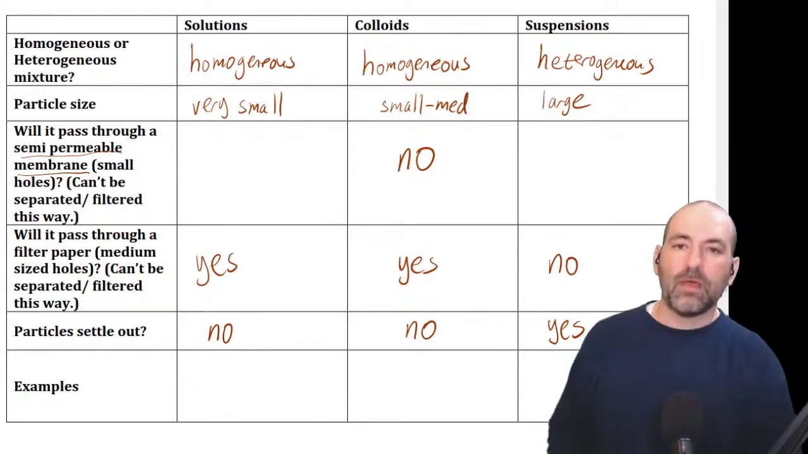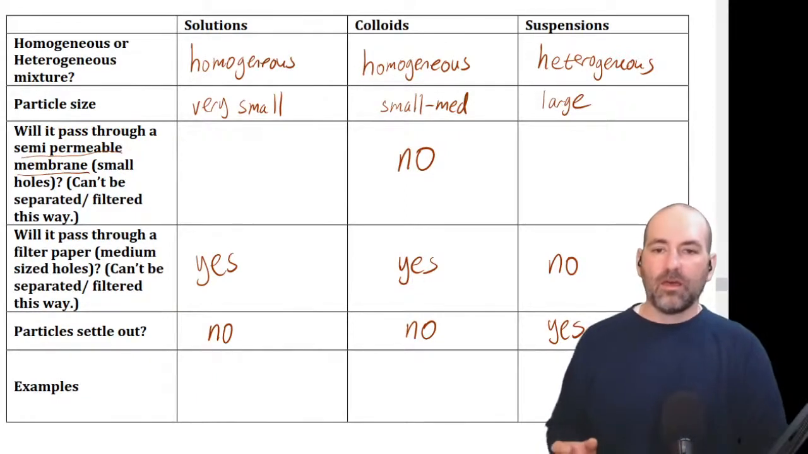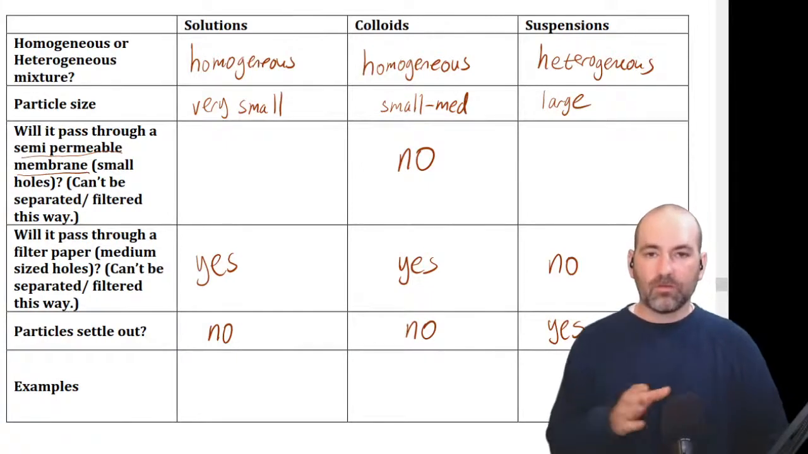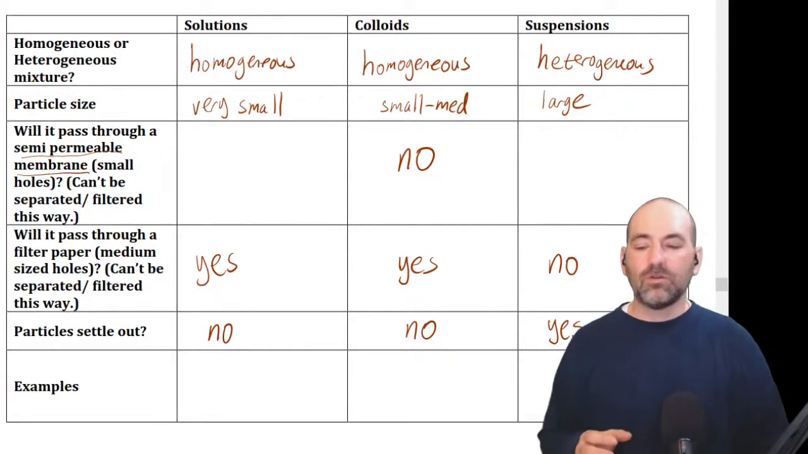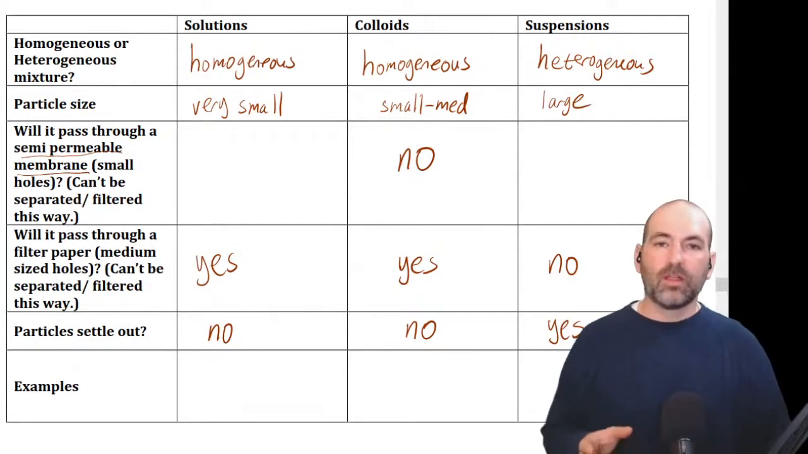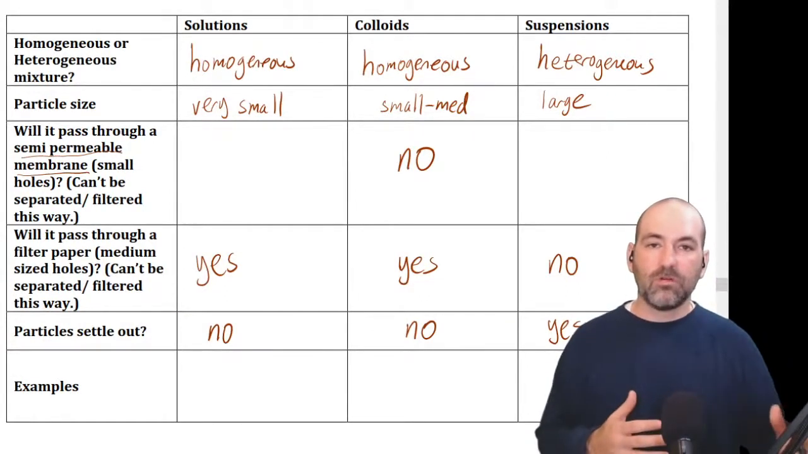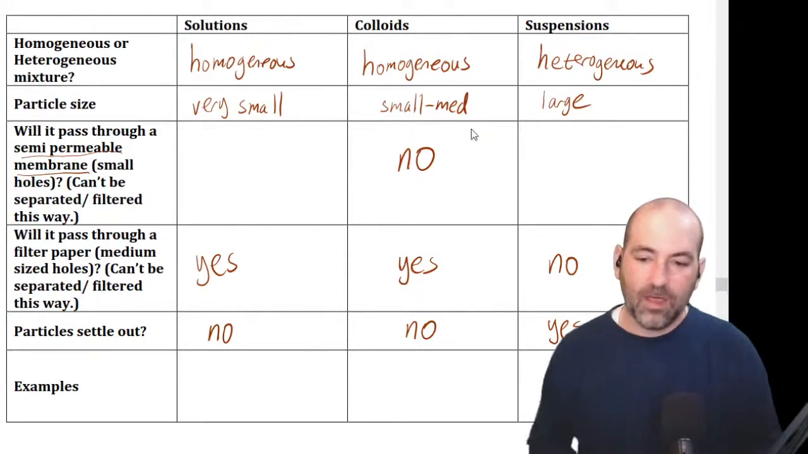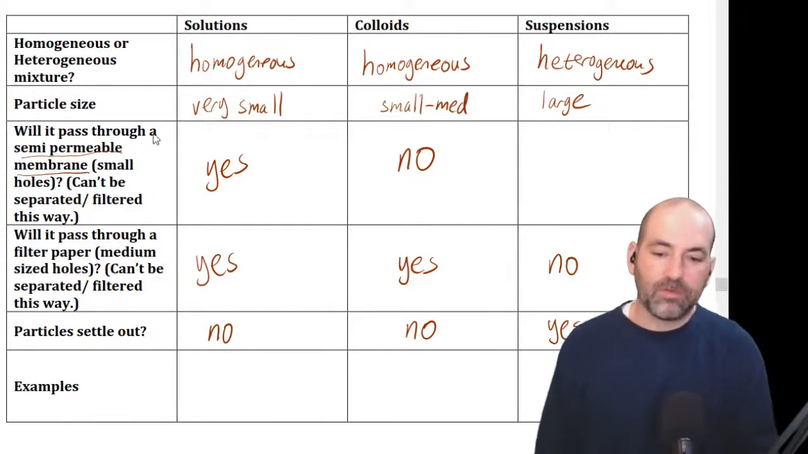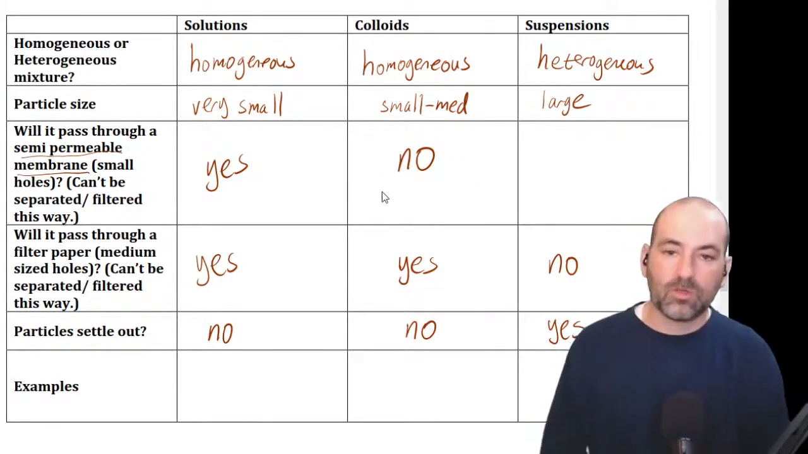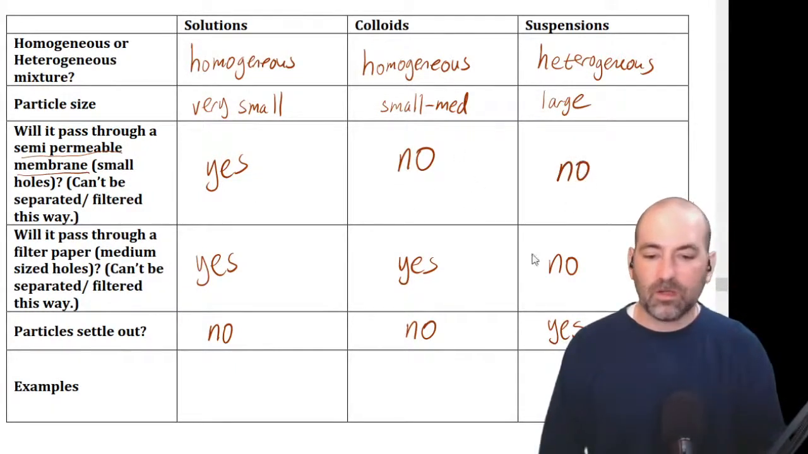A semi-permeable membrane is kind of like a filter, but the holes or the ways that particles can get through are extremely, extremely small. And they're meant to be similar to a cell membrane in a living thing. So certain things can diffuse through, but larger things really can't. And so solution particles will pass through a semi-permeable membrane. Colloidal particles will not. They're too big, and suspension particles will not either.